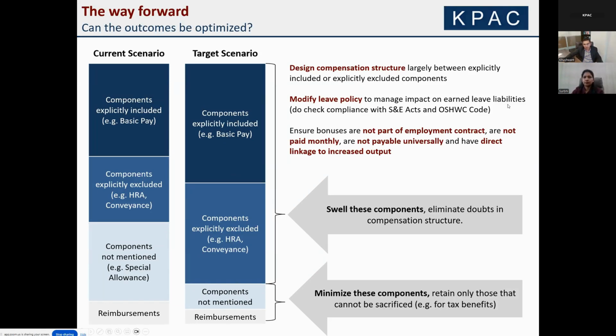And when we do that, we will have to check compliances of the Shops and Establishments Act and the OSH code. We do have to ensure that bonuses are not part of the employment contract, and to do so, we have to make sure that they're not paid monthly, they're not universally payable, and they don't have direct linkage to increased output.